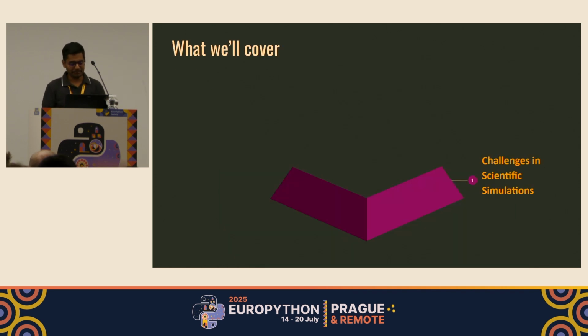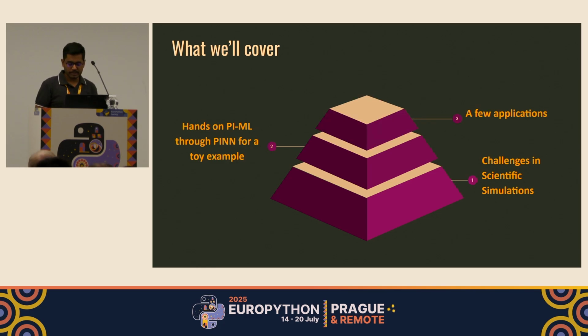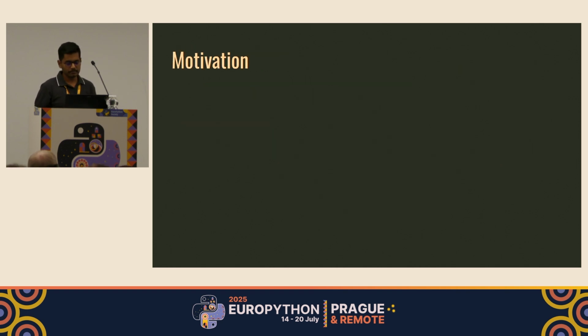So a very rough outline. First, I will discuss what scientific simulations are and the challenges associated with them. Then I will focus on a toy example, and through that, I will try to explain the basic working of physics-informed machine learning models, a few applications, and the Python toolbox. And in the last, I will briefly discuss how physics-informed machine learning can help in trying to understand the world in a better way.